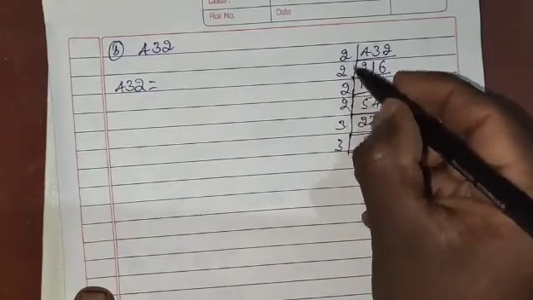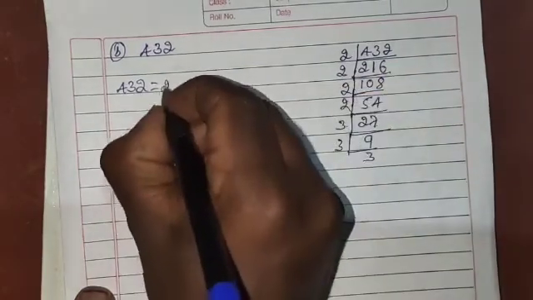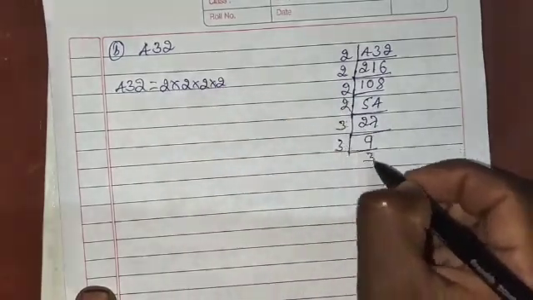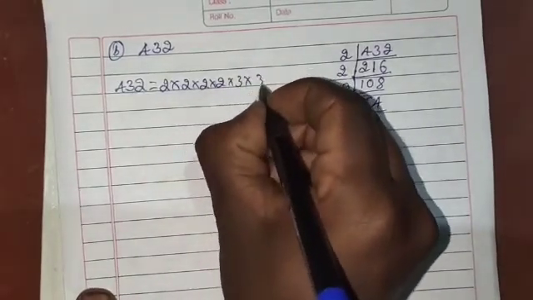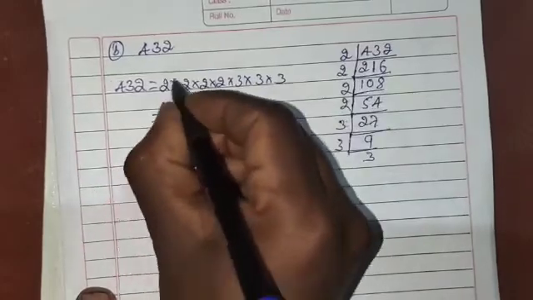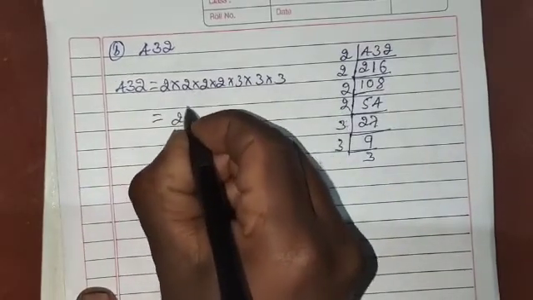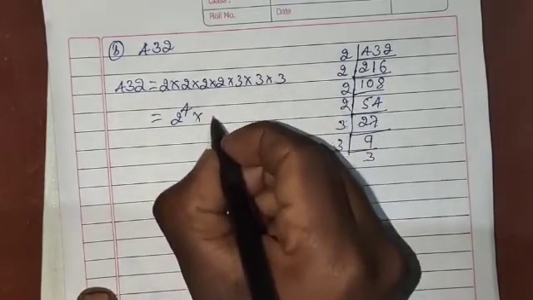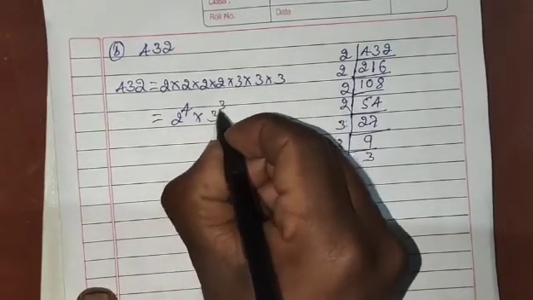Yeah, 2 is multiplied how many times? 1, 2, 3, 4. Okay, 2 into 2 into 2 into 2. Again 3 into 3 into 3. We can write it as, 2 is multiplied 4 times, so we can write 2 to the power of 4 into, here 3 is multiplied 3 times, so we can write it as 3 to the power of 3.